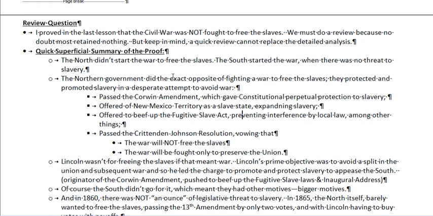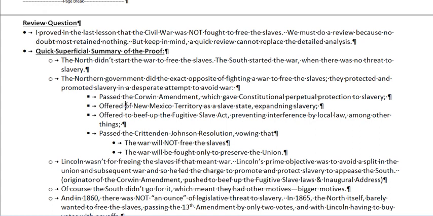The Northern government did the exact opposite of fighting a war to free the slaves. They did everything they could to avoid a war, and to do so, they protected and promoted slavery. They protected it, guaranteeing you could have slavery forever in the Constitution, and they promoted slavery. They'd expand your slave territory in a desperate attempt to avoid war. So how do they do that? Well, they passed the Corwin Amendment, an amendment to the Constitution which gave constitutional perpetual protection to slavery. There would be no amendment to change this.